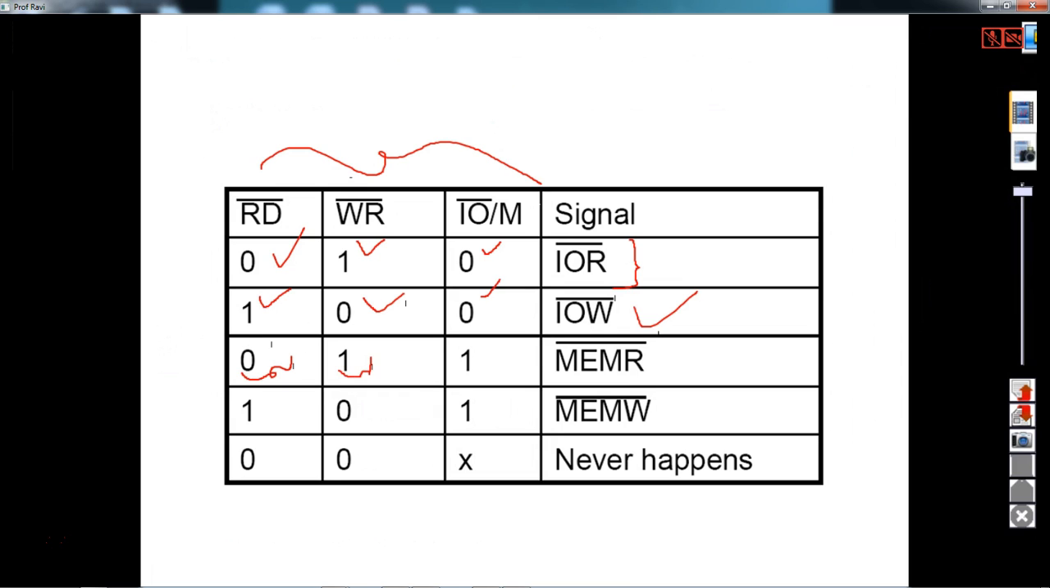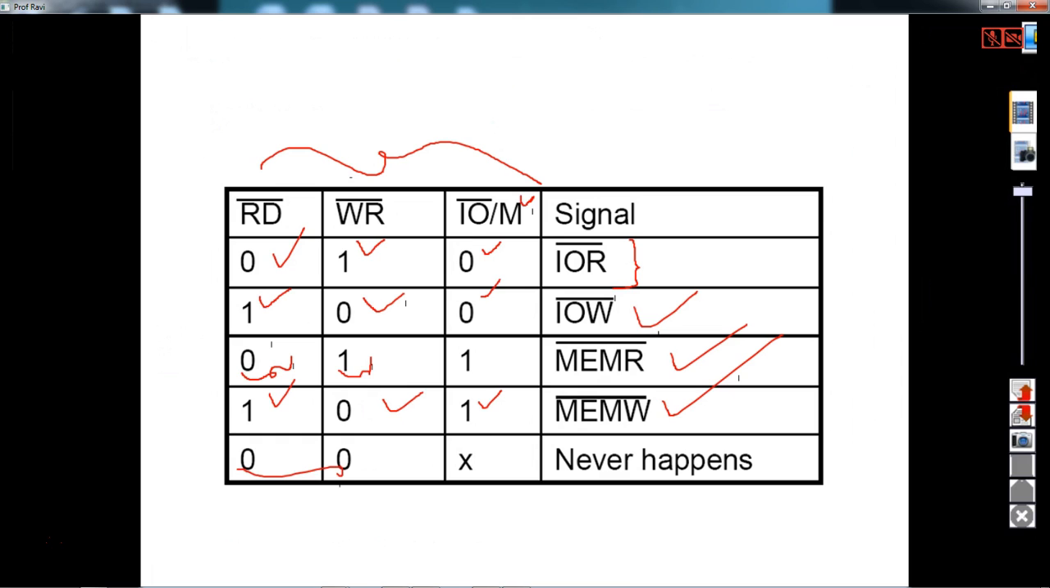anyhow read bar is 0 means it is doing a read operation, but IO by M bar is 1 means it is doing a memory read operation. And if read bar is 1 and write bar is 0, then IO by M bar is 1, then it is doing a memory write operation.